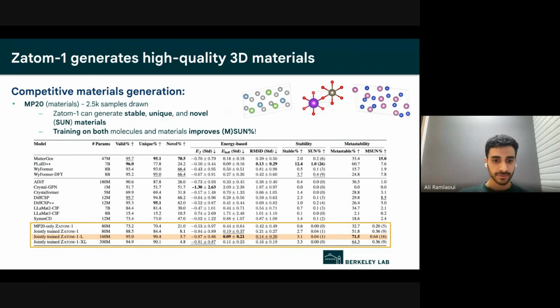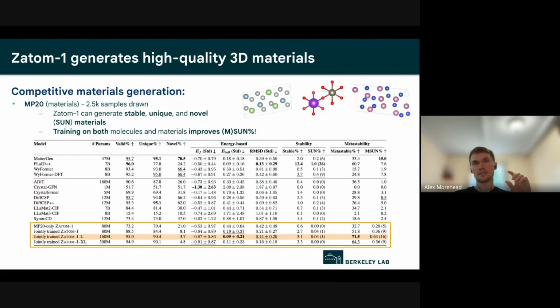Very quick question. If I understand correctly, training only on MP20, you get worse results than training with molecules. Right. And you think that you overfit more when you add molecules. But my question is, for example, for the novelty rate, it looks like you have higher novelty when you train only on MP20 for generating materials versus adding molecules. Do you have a hypothesis on why this is happening?